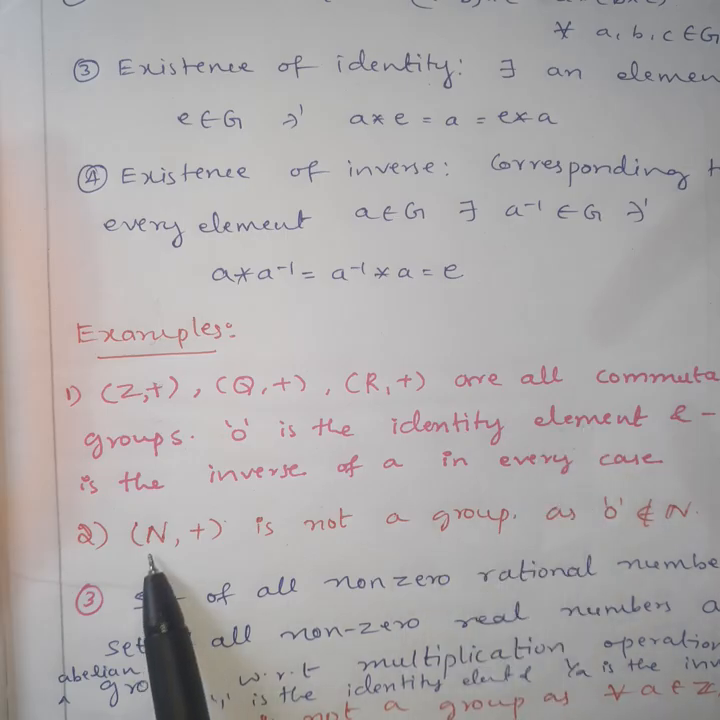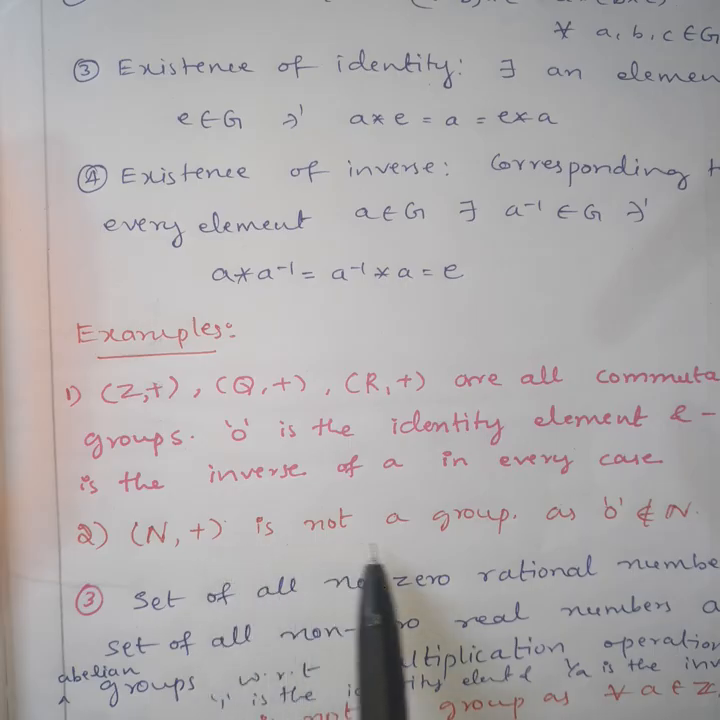Now, what about the set of all natural numbers? Is that a group with respect to addition? No. The set of all natural numbers with respect to the addition operation is not a group because the identity element 0 does not belong to the set of all natural numbers. What about the set of all non-zero rational numbers?